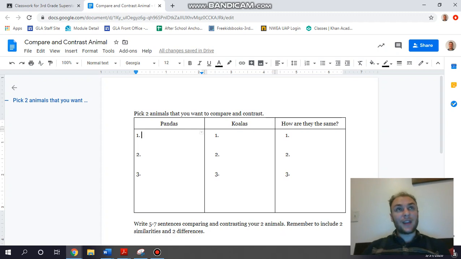What's one thing that makes pandas and koalas different? Pandas are bigger. Do you see how I'm writing a complete sentence here? Some of us did not write complete sentences in our boxes yesterday. Today, make sure you use a complete sentence in your boxes. Complete sentences start with a capital letter and end with a period. Lots of us forgot our periods in these boxes. Always put a period at the end of a sentence. Pandas are bigger. Koalas are smaller.